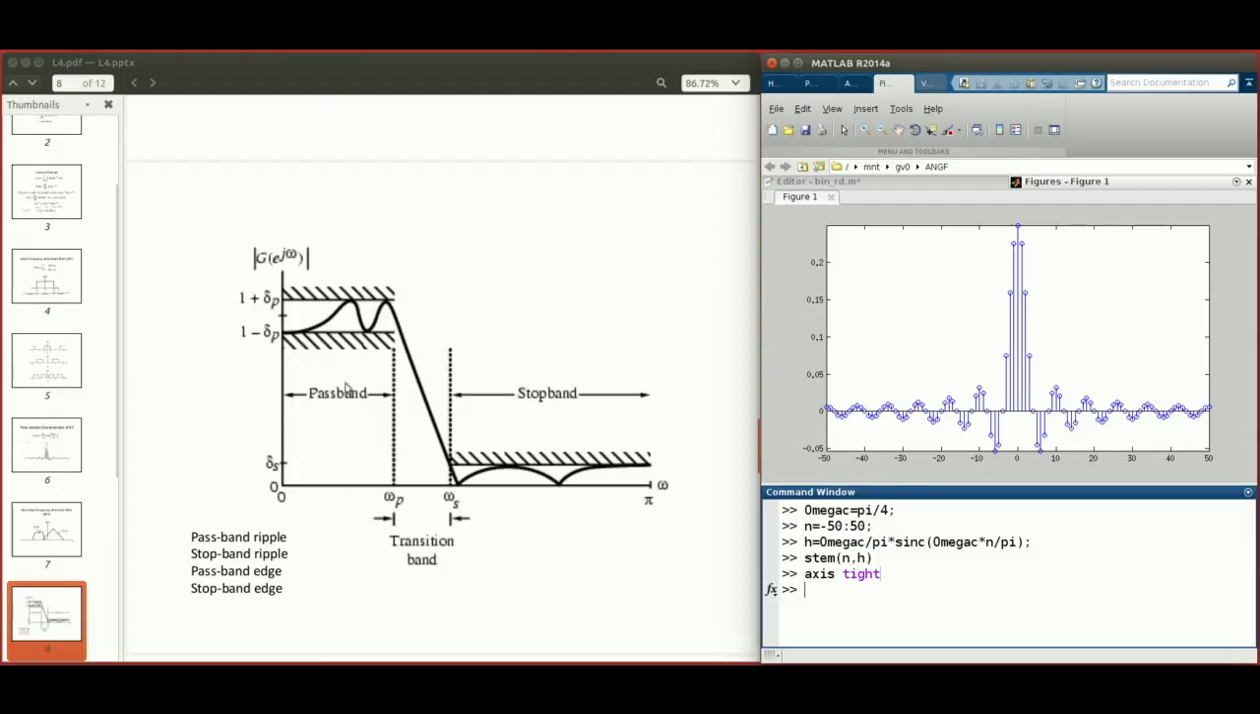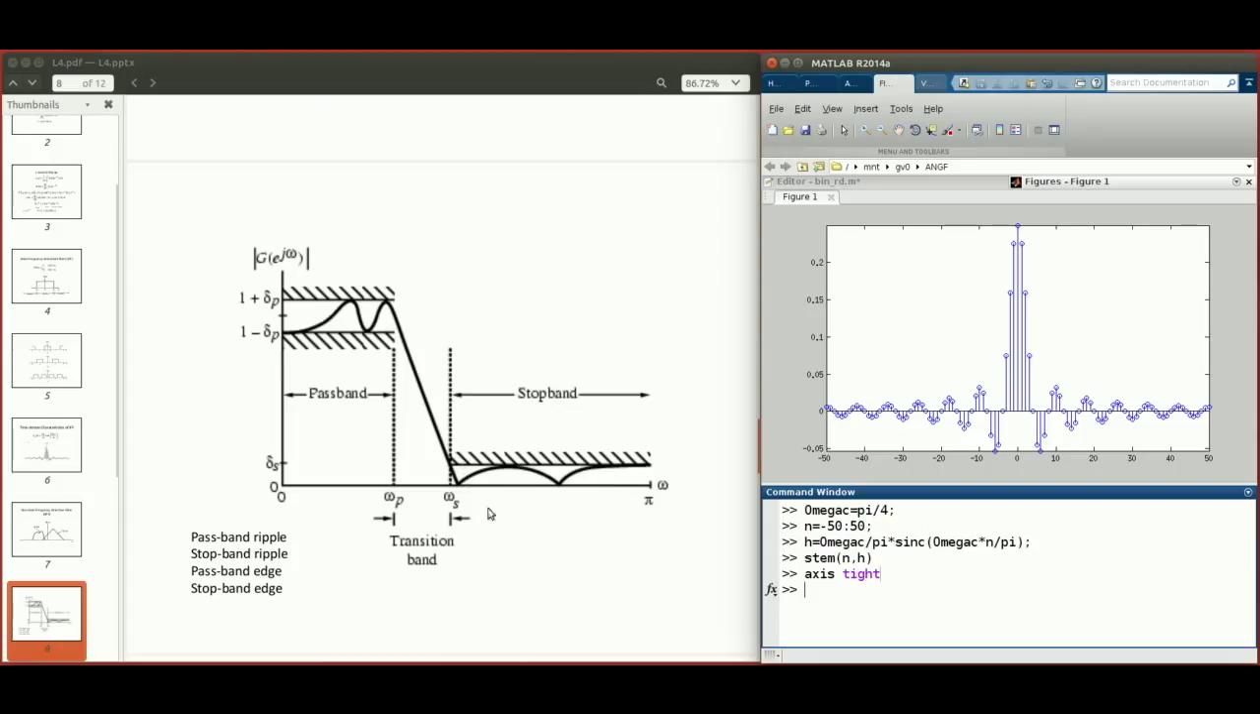And for the pass band, it's not exactly 1. It's not a flat 1. It actually oscillates within a range that goes from 1 minus delta p to 1 plus delta p. It's oscillating within this range. It's not flat, and this kind of oscillation is called a passband ripple. It's just like a ripple because it oscillates.